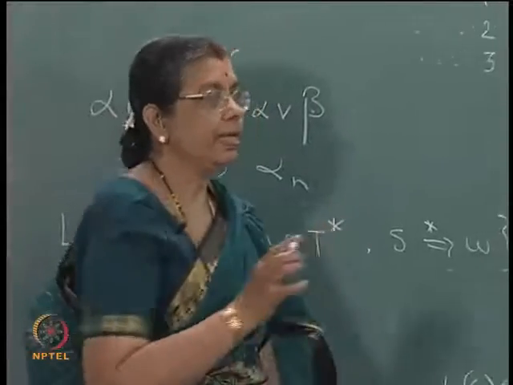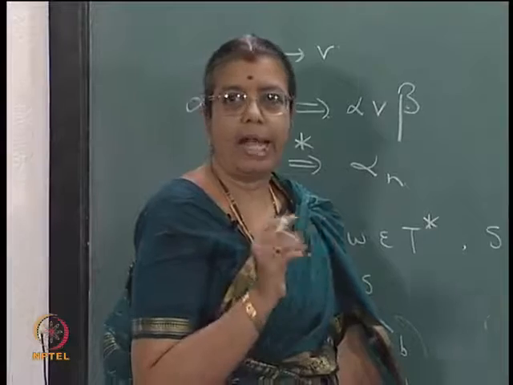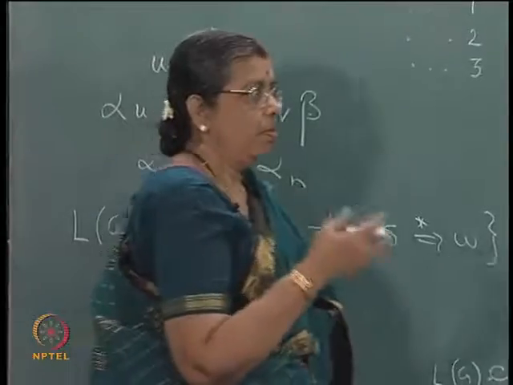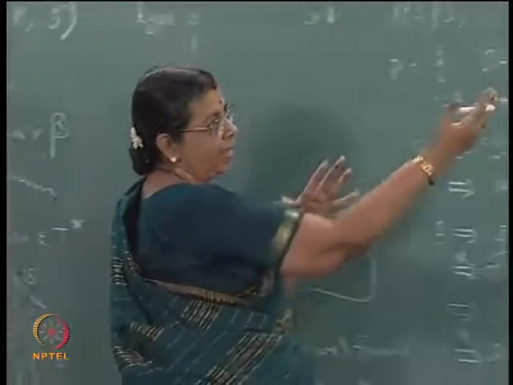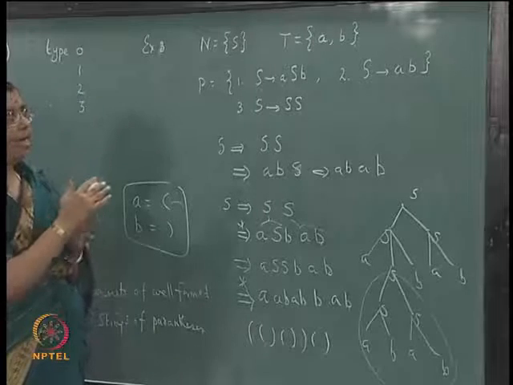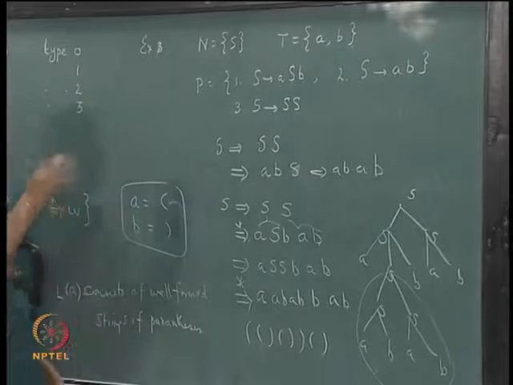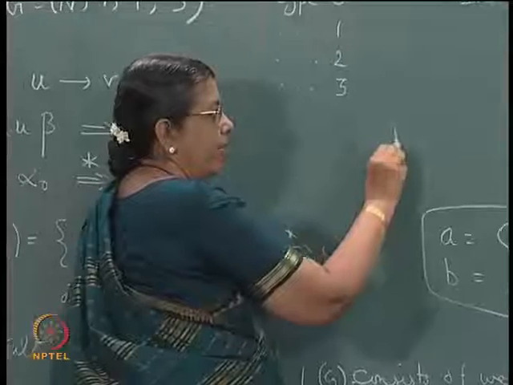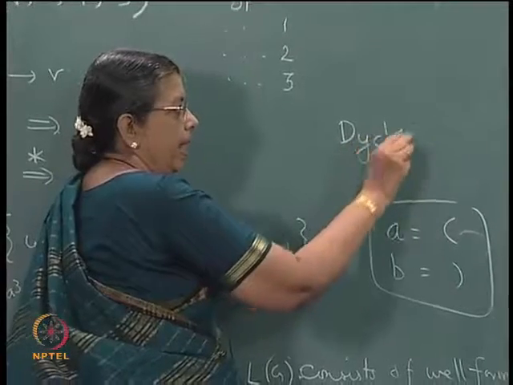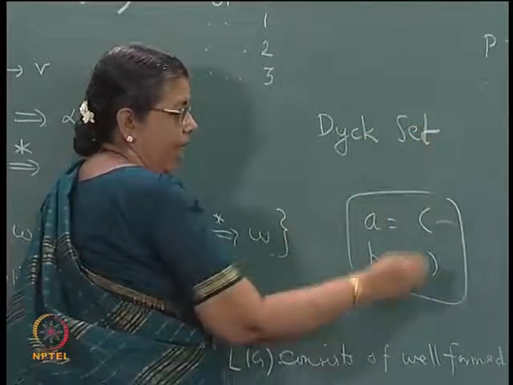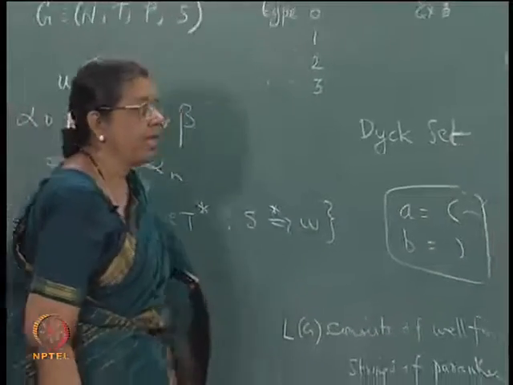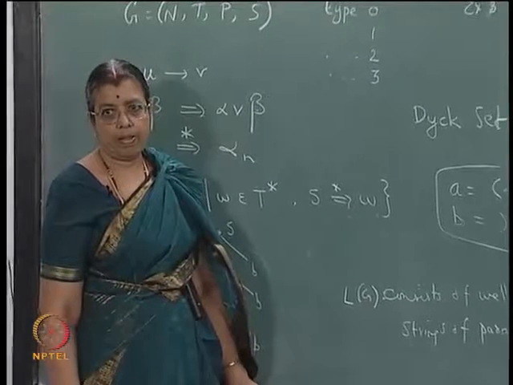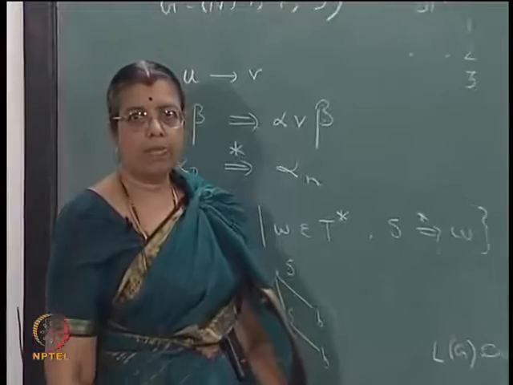This particular grammar and this particular language has certain special features. We will learn about that as we move. There is a difference between this and the linear grammar. Not only that, I will again give one more example. There is a basic difference between this and the other type. This particular language, well formed strings of parentheses, is called a Dyck set.